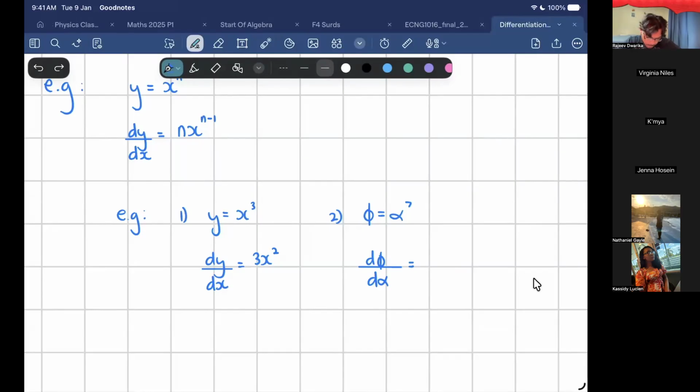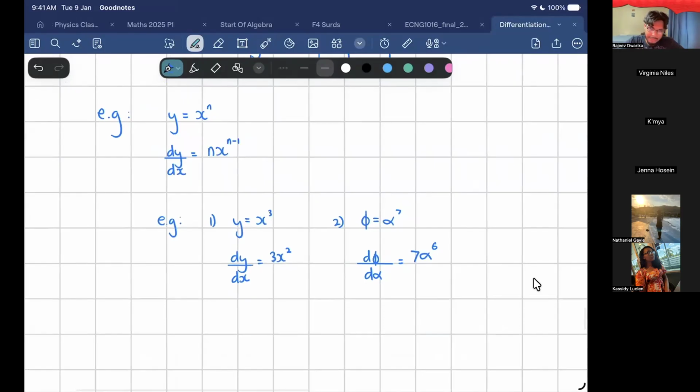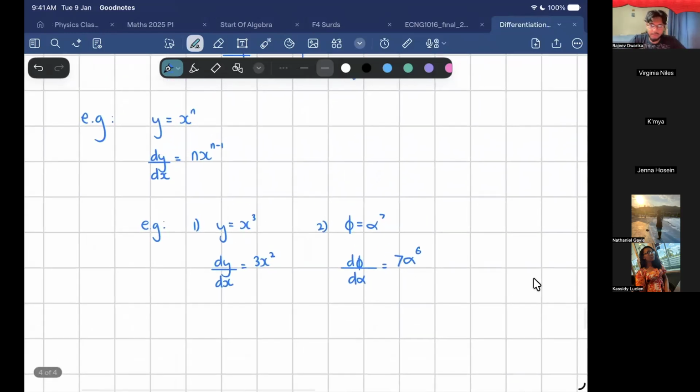Seven alpha. So it'll be 7 alpha to what power? To the power of 6. Yeah. So when you're differentiating something in the form x to the power n, you put n in front, you write back x, and you take away 1 from the power. That's all.